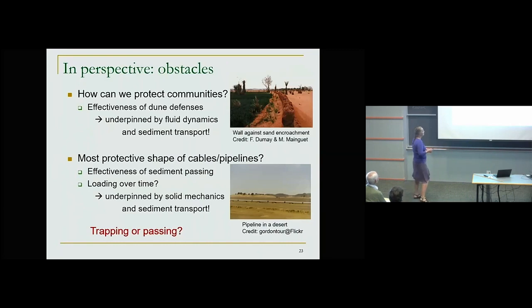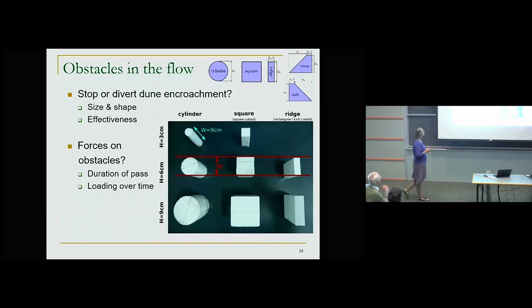Another application is, for example, putting a pipeline in the desert, or a pipeline on the bottom of the seafloor, and seeing where the bedforms are encroaching on it and perhaps passing, what the load is. So there are a lot of applications. And the trick is, will a dune be trapped by an obstacle, or will it be passing? So we looked at different objects, cylinders, squares, ramps, ridges, different sizes of them.